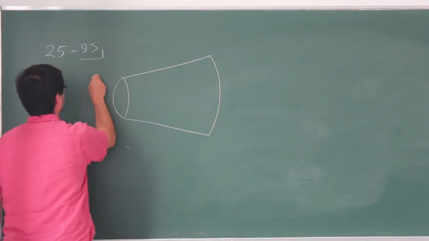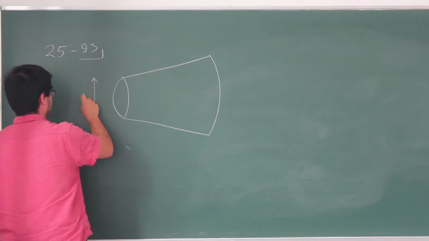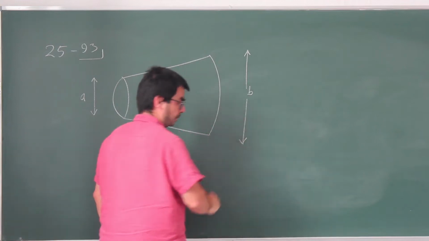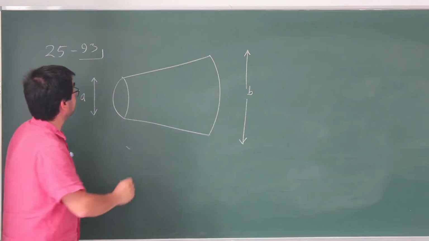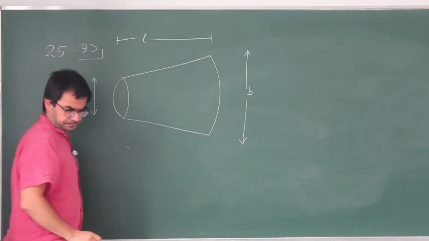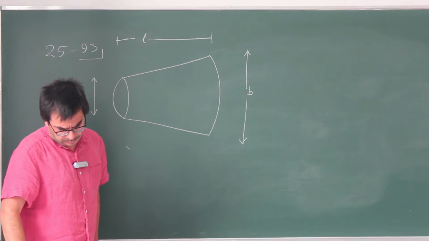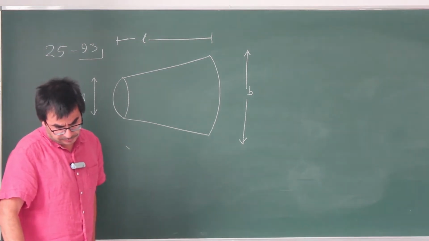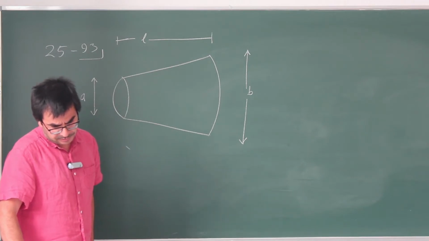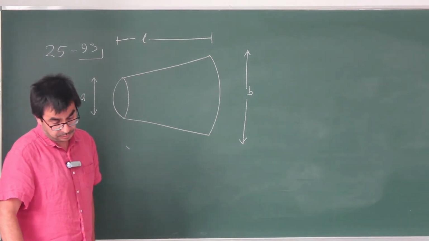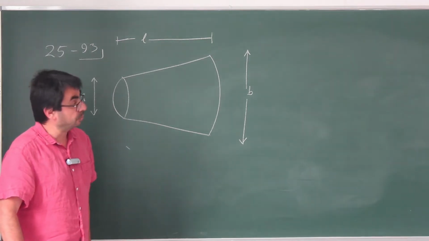like so. On this side the diameter is A, on this side the diameter is B, and the length of the truncated cone is L. If the material has resistivity ρ, determine the resistance R between the two ends in terms of A, B, L, and ρ. Assume that the current flows uniformly through each section and that the taper is small, that is B minus A is much smaller than L.